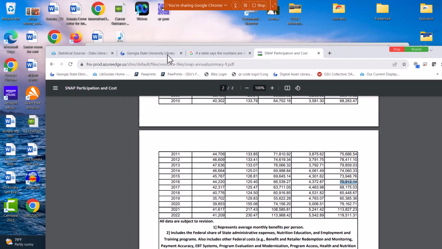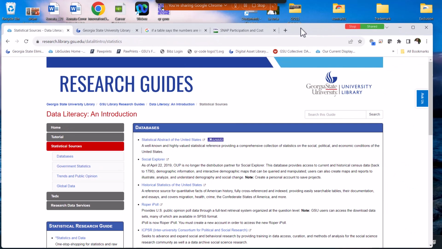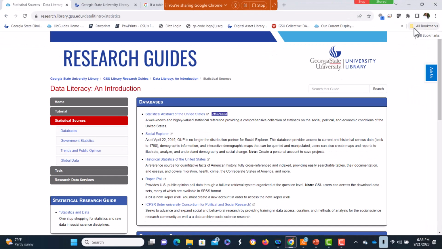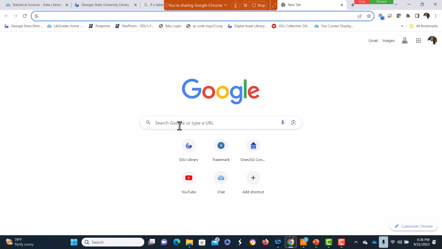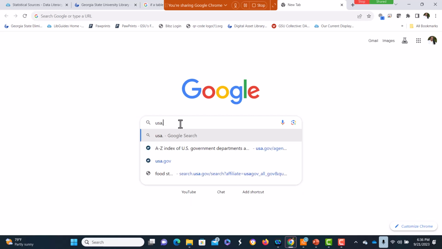And I'm going to go back to this research guide I created for that. And before I do that, if you're online, anything that looks like it should be a program under the federal government, maybe you don't know the correct agency, just go to usa.gov.